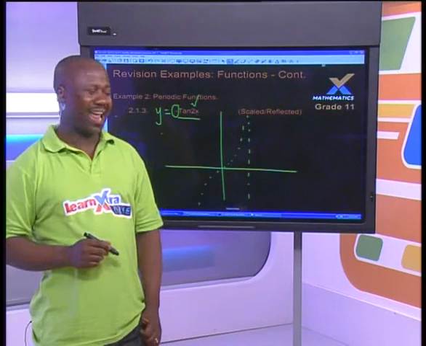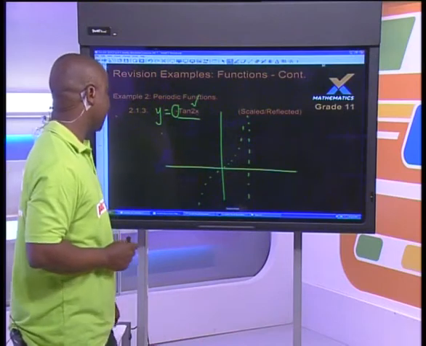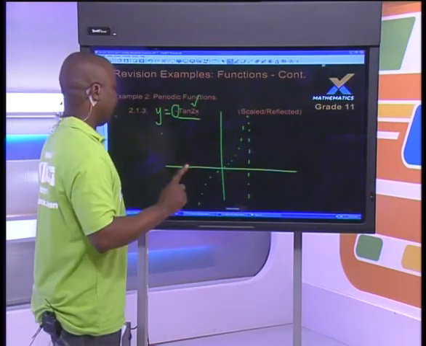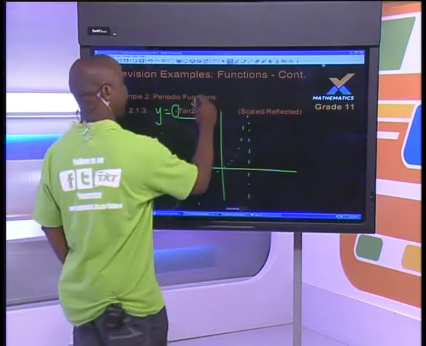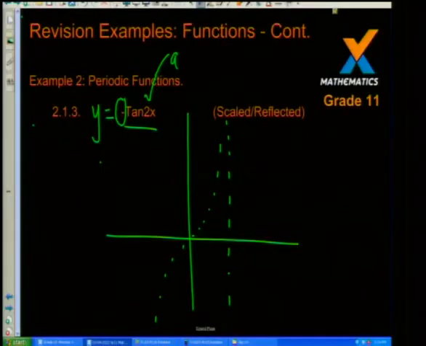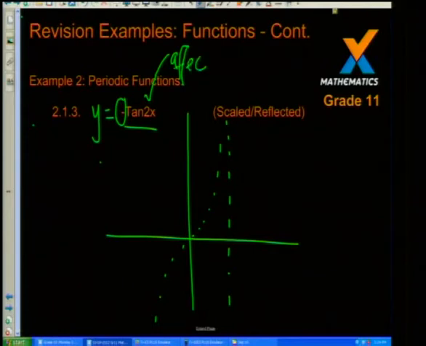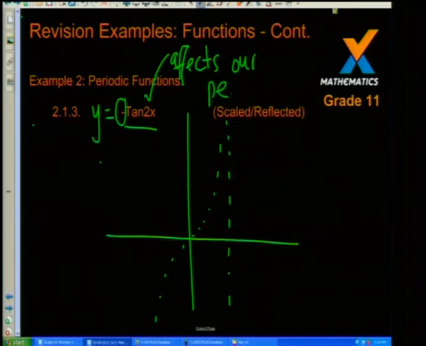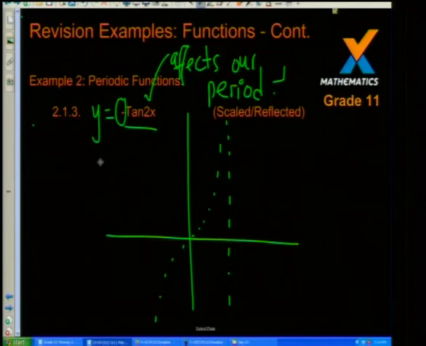Another tricky thing is the 2x. We're used to tan x. Suddenly, we've got tan 2x. How do we deal with that? This is going to affect our period. I'll show you an expression that will always help you when it comes to a period. And I did say we need to reflect that. Before we reflect it, let's scale it first.